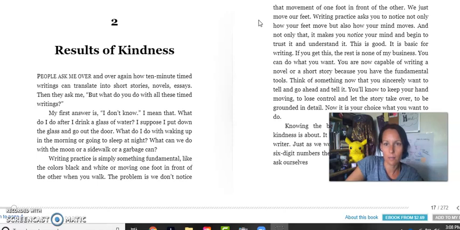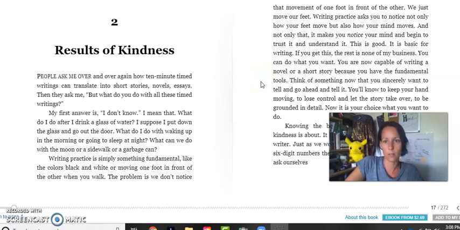And not only that, it makes you notice your mind and begin to trust it and understand it. This is good. It is basic for writing. If you get this, the rest is none of my business. You can do what you want. You are now capable of writing a novel or a short story because you have the fundamental tools.